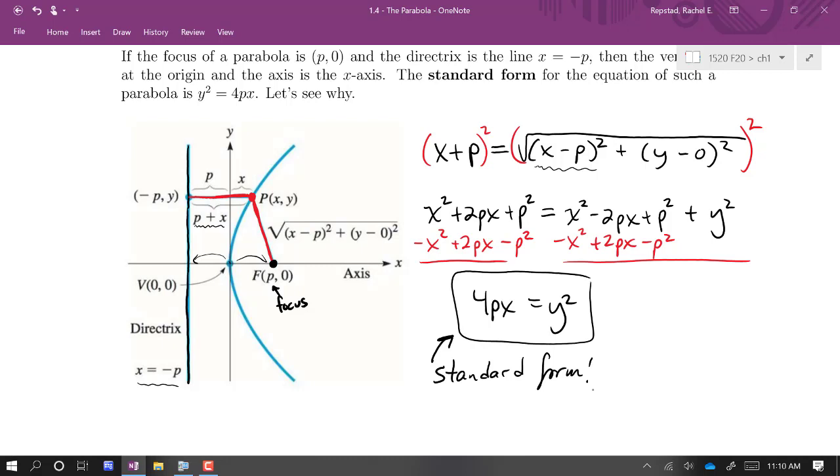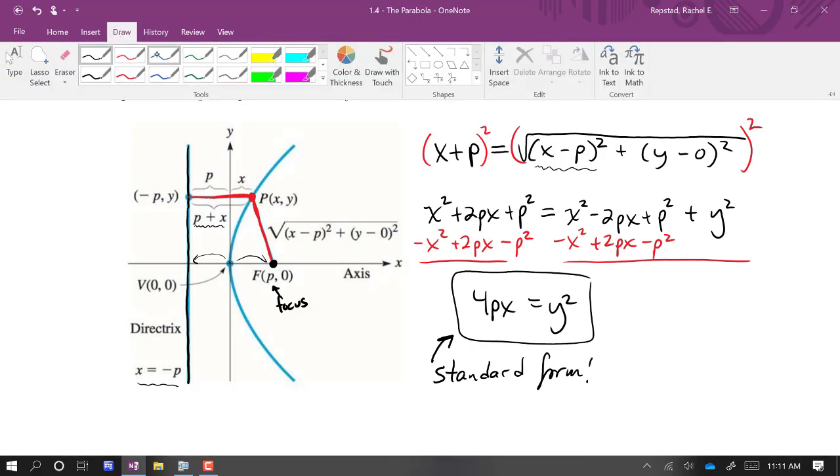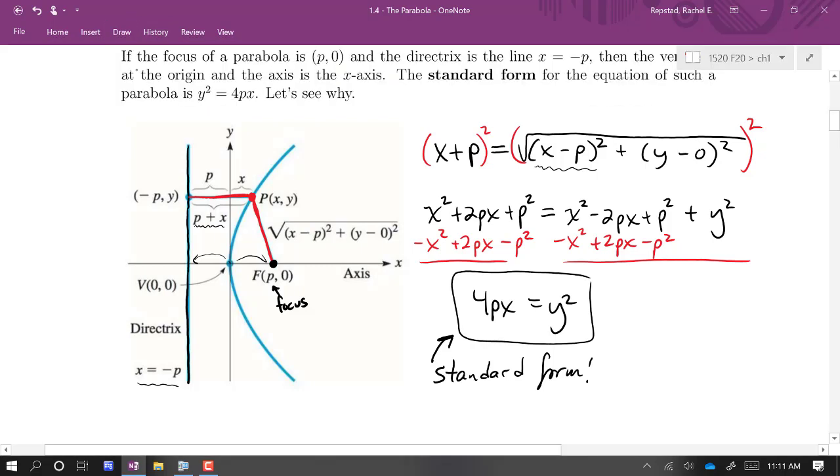Let's do some examples. In this standard form, what's good to observe is that if we have a parabola in standard form with the vertex at the origin, then based on the coefficient of x, I can tell what the value of p is, so I know how far out from the vertex I'm going to go to get the focus and the directrix.